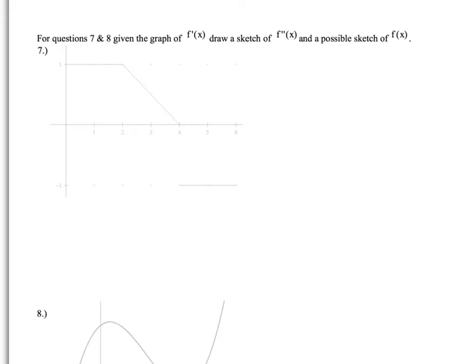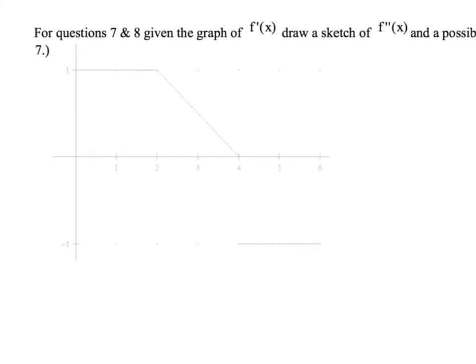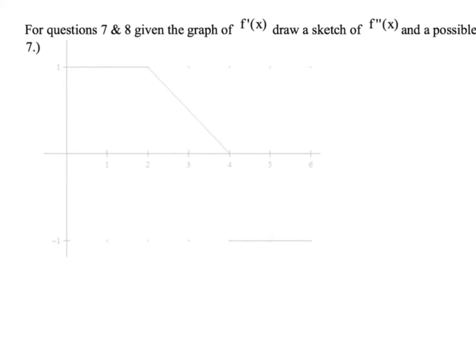Okay, let's see if we can close out this review. Given this, I want to try and draw a sketch of the second derivative and a possible graph of the function. Given that this is the first derivative, the second derivative is going to be the slope of this function. The slope of this part right here is a horizontal line, so the second derivative is going to be 0 from 0 to 2.